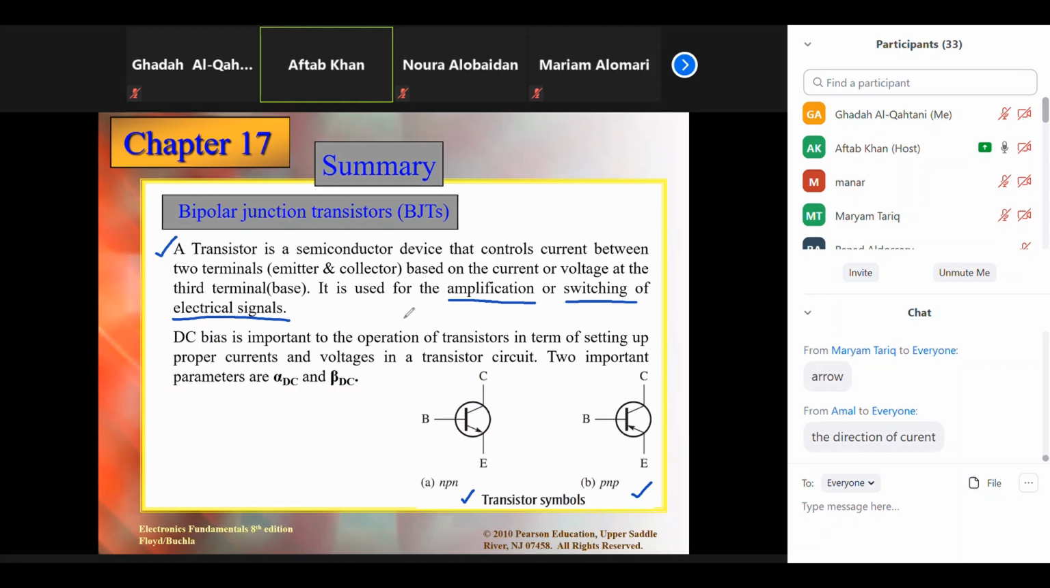Now, in order to understand these two applications, there are some basic important things we should understand, like the biasing I told you about. DC biasing is important to the operation of the transistor: which junction has to be in forward and which junction has to be in reverse. For that, we have to apply some voltages here, here, and here, so that the junctions are set up either in forward bias or in reverse bias. Two important parameters are alpha DC and beta DC. These are basically current gains. You will learn later what they are.